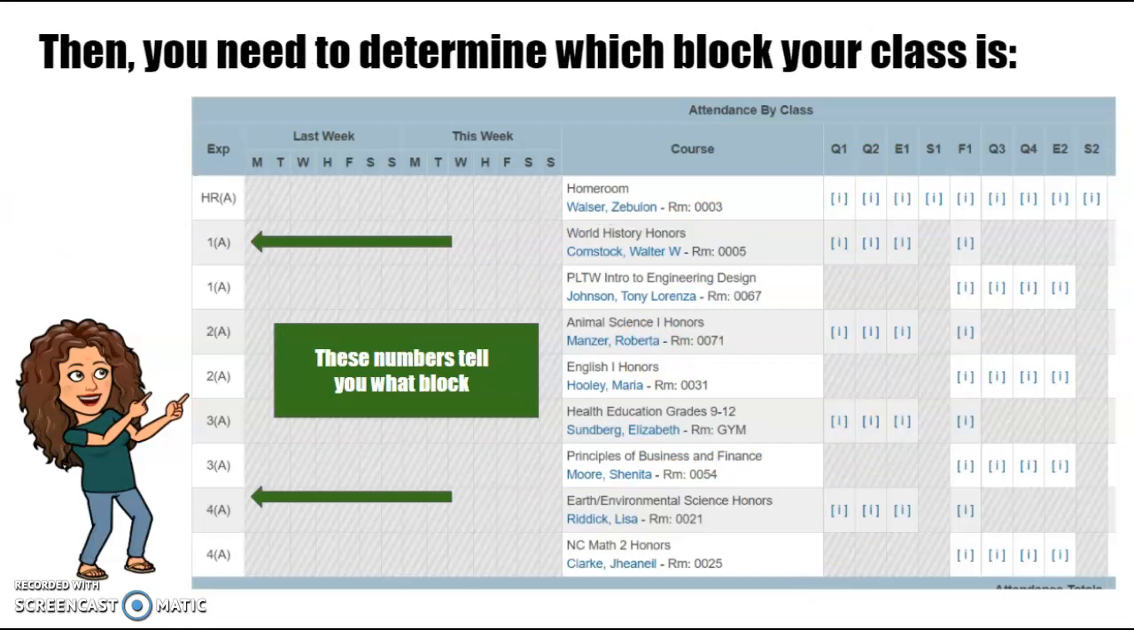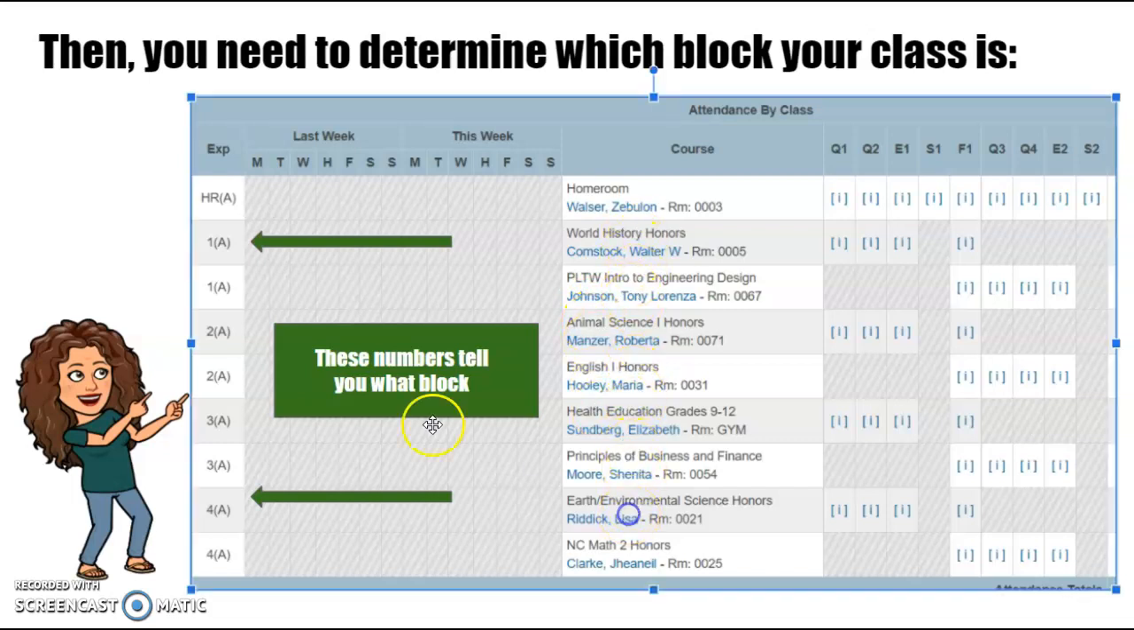After that, you need to determine which block your class is. If you look on the left, you'll see numbers, and there will be 2 1s, 2 2s, 2 3s, and 2 4s. Well, that's first, second, third, and fourth block. But if you'll notice the shading, the gray shading for this gray 1, this gray 2, this gray 3, and this gray 4, the gray shading is fall semester. The white shading is spring semester. And you'll notice on this side, they line up the same. Gray are fall classes, white is spring classes.